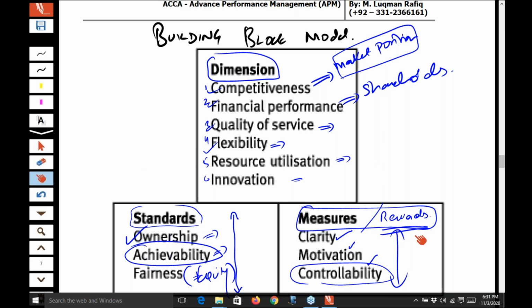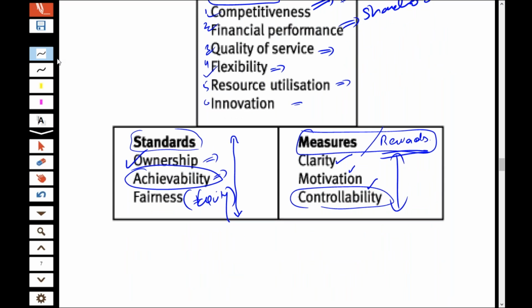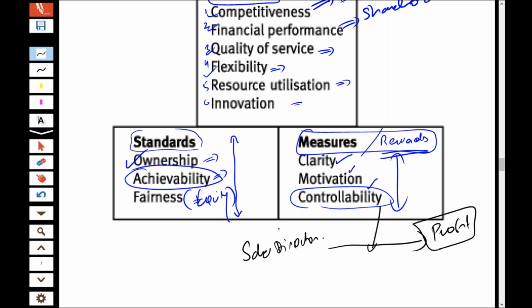Okay, what do I mean by the controllable factor? Let me try to explain to you. When I talk about this controllable factor, assume that you have got a sales director and you have linked his reward to the profit of the organization. Is it an appropriate way? Is it a proper connection? A sales director's reward is based upon the profit.